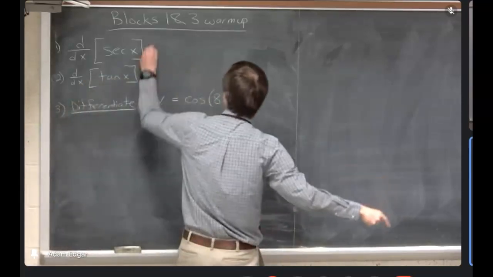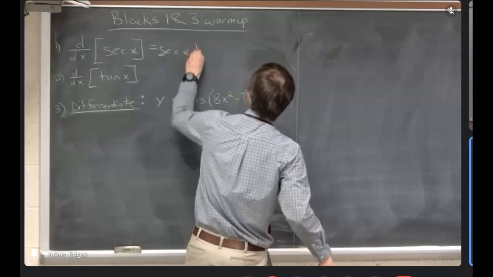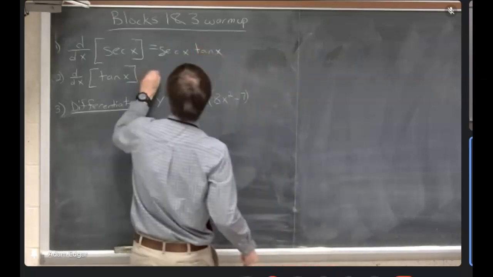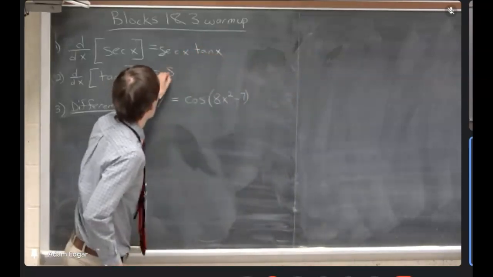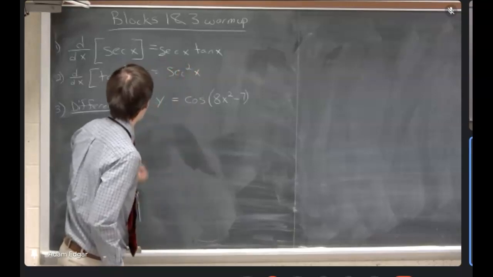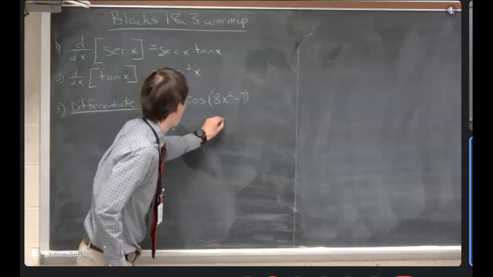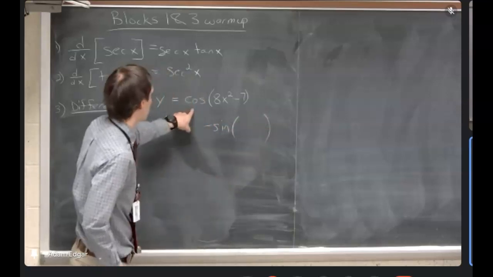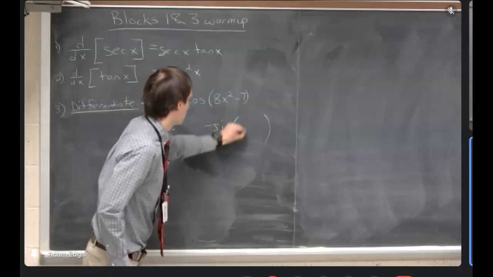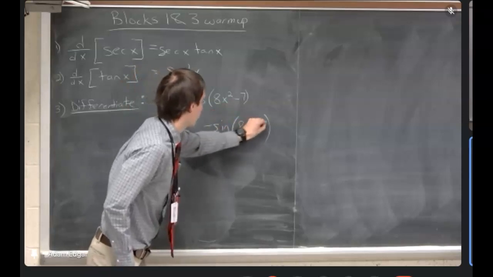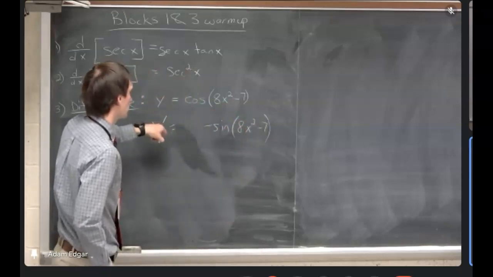Yay! So we got secant x, tangent x, derivative of tangent: secant squared x. Yay! Derivative of cosine: negative sine. What's inside of the trig function? Still 8x squared minus 7. What's the derivative of the inside? 16x.